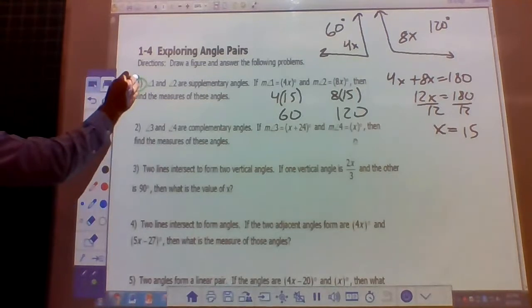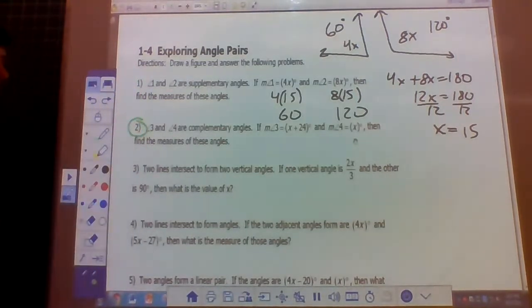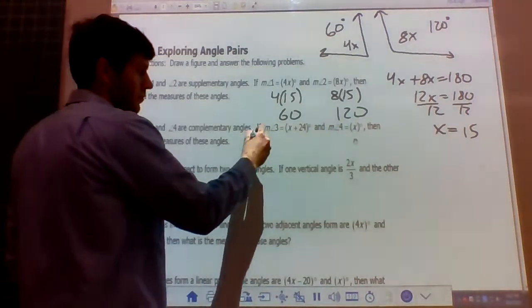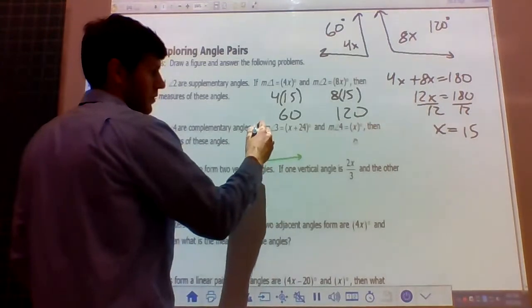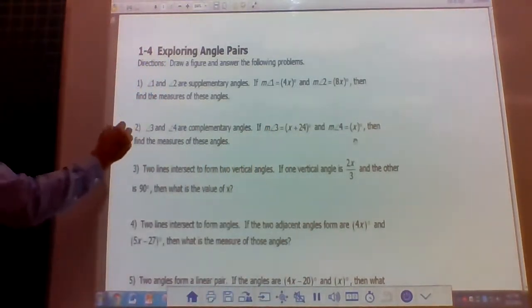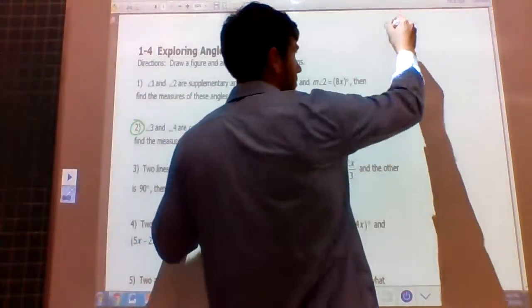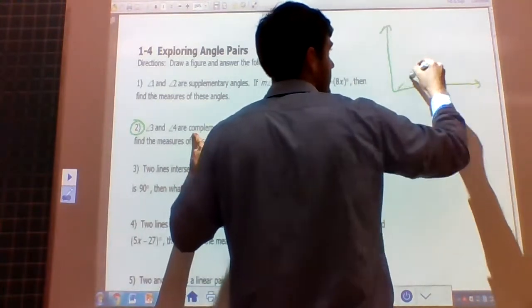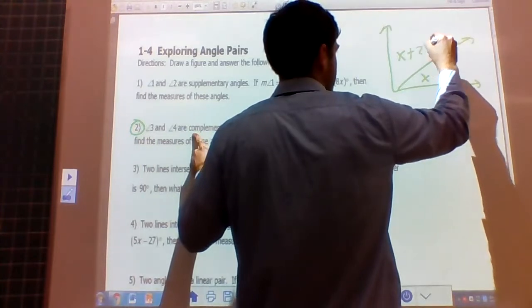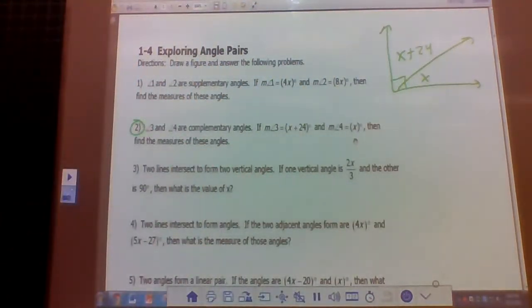So that was 1. Now let's go to 2. So angle 3 and 4 are complementary. So complementary angles add up to 90. So if we have x and x plus 24, and they add up to a right angle, we're going to know that they're complementary angles.